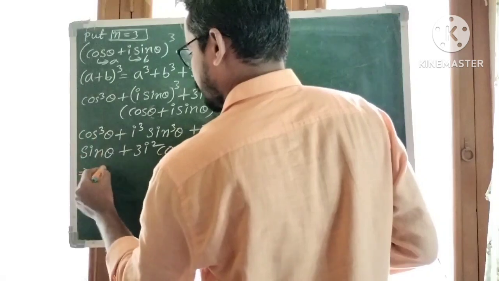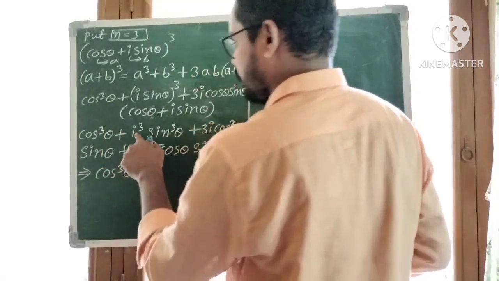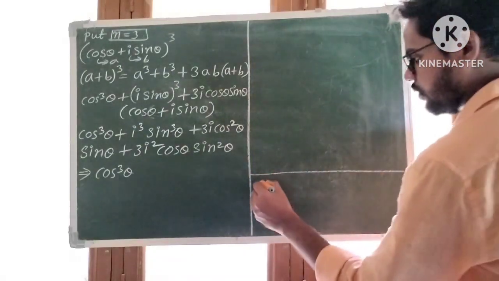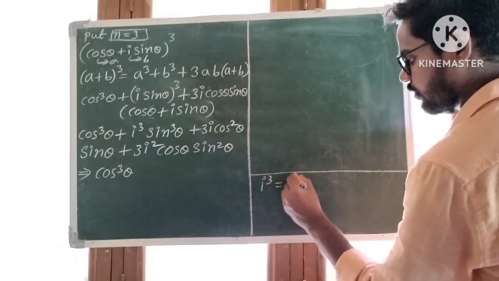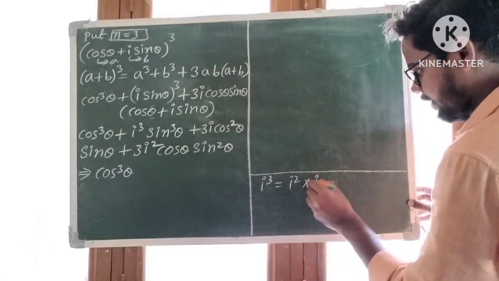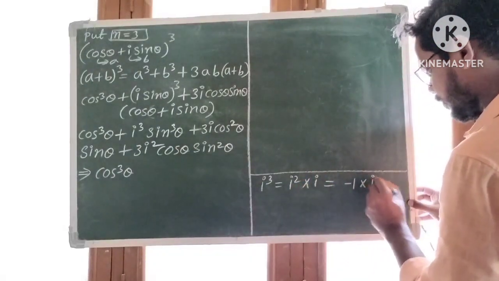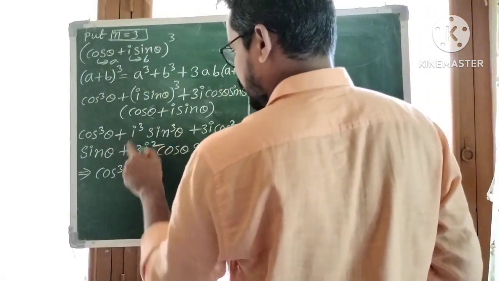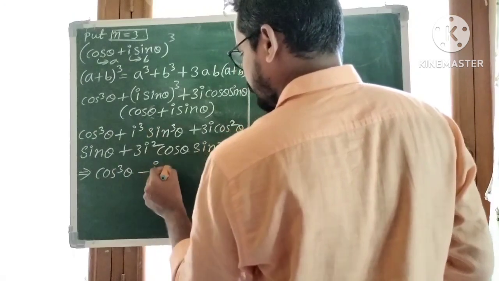Next, cos cube theta. What is the value of i cube? I cube is equal to i square into i. I square value is minus 1, minus 1 into i, minus i. So the value of i cube is minus i. So i cube means minus i sin cube theta.